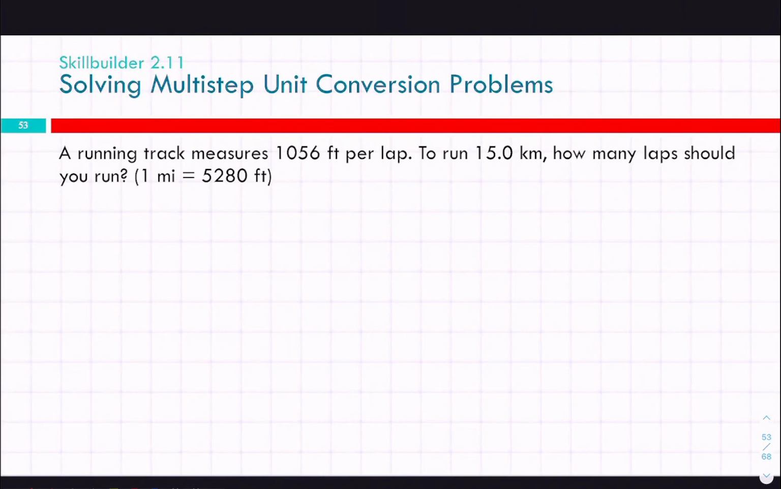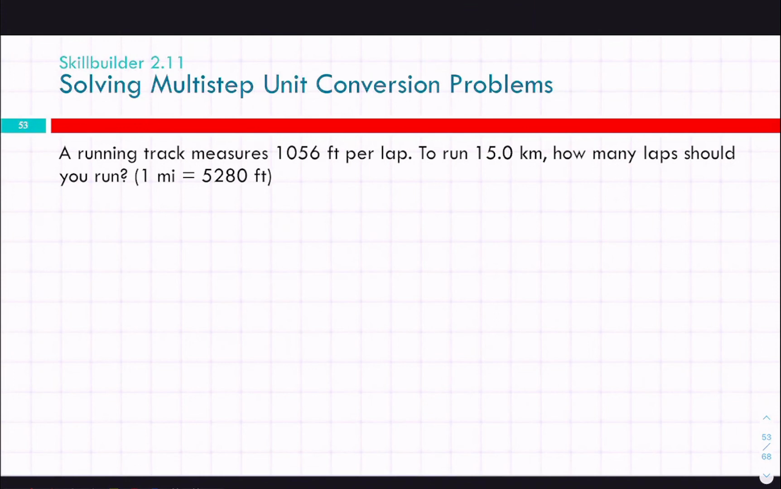Oh, good. This is a good one. So if we have a running track, right? If you go to the track, it measures 1,056 feet per lap. To run 15 kilometers, how many laps should you run? Now we're getting into some real word problem territory.